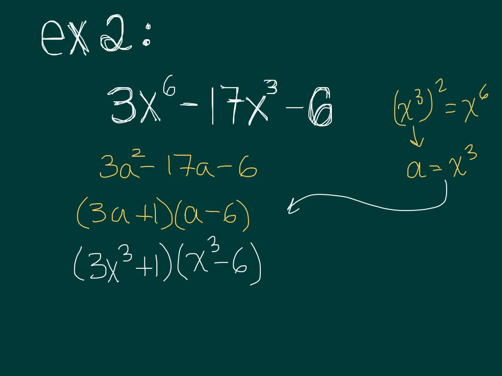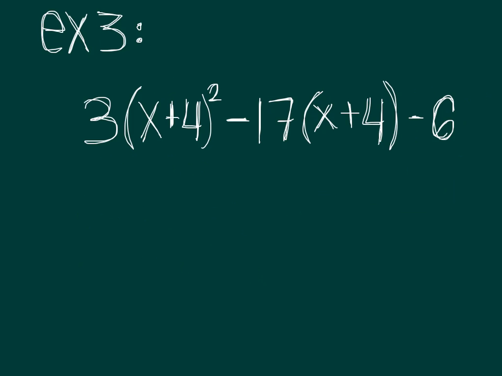Again, could we factor this further? Well, 3x to the 3rd is actually not a perfect cube because 3 isn't, so we can't factor that. And then 6 is also not a perfect cube, so I couldn't factor that using difference of cubes. All right, one more example with these same coefficients, the 3, the negative 17, and the negative 6.